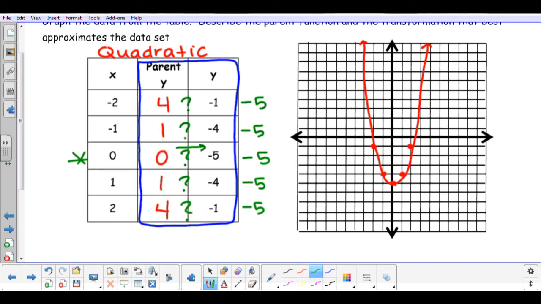So when we subtracted, there were 2 operations that I had yesterday. I either was going to the left or I was going down. Since I am affecting the y-coordinates, when I subtracted from my y, I went down. So this quadratic has gone down 5.